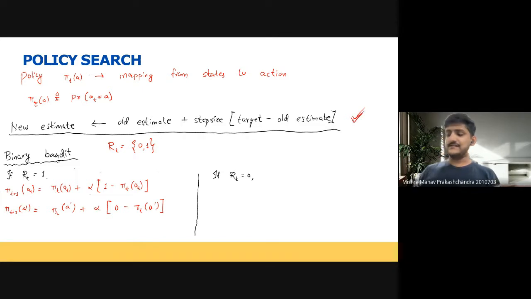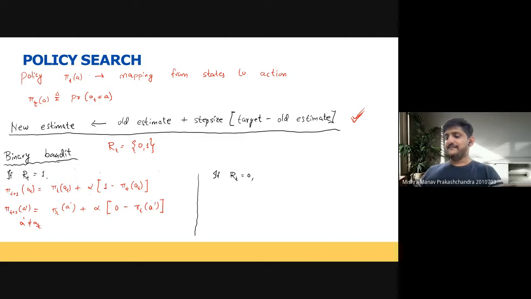So the basic idea is that the new estimate is the old estimate plus the step size times the target that you want to reach minus the old estimate, that is, the difference between the target and the previous estimate times some step size. Here the step size is alpha. My old estimate was pi t of a, and in this case pi t of a prime, where a prime is not equal to a t. So a t is the action that I select at time t, and a prime are all the other actions that haven't been selected.